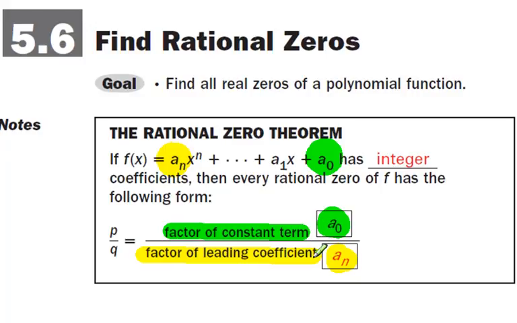Or easily put, if I made a graph, the x-intercepts, the places where the graph crosses the x-axis, can only be one of those listed numbers. It's going to be easier if we look at an example.